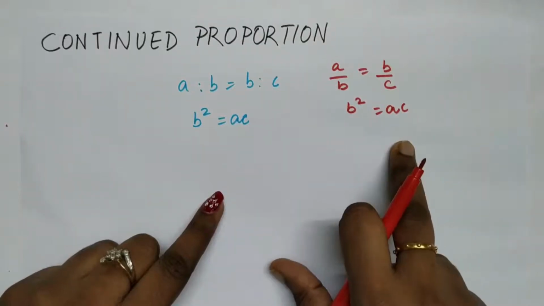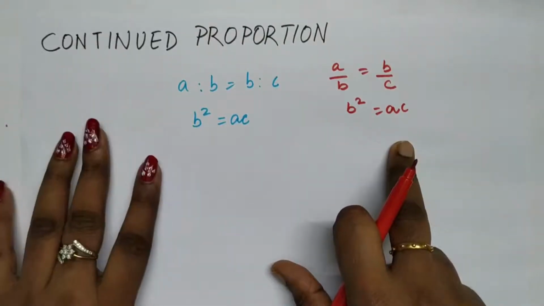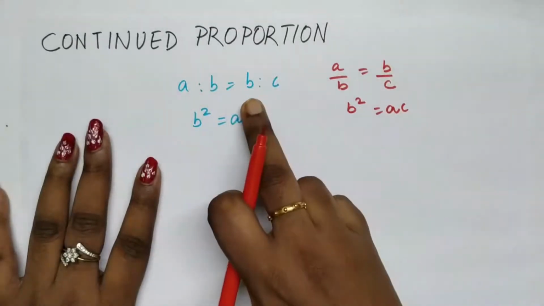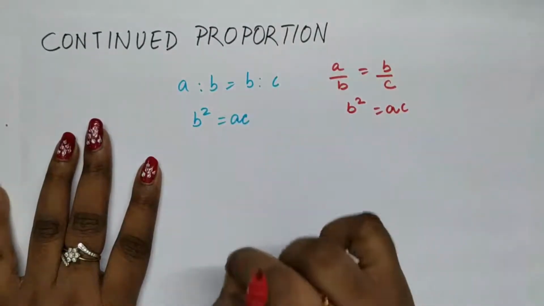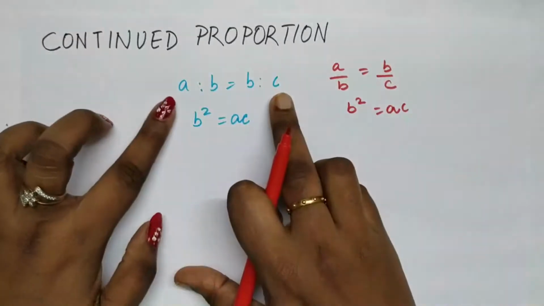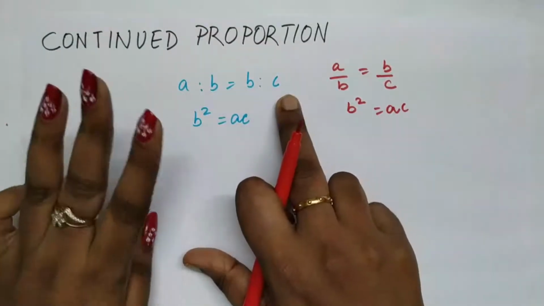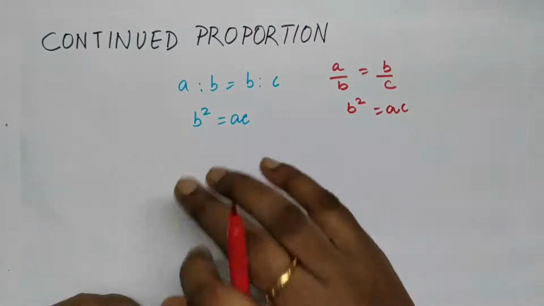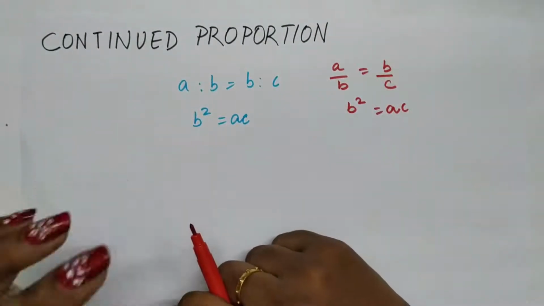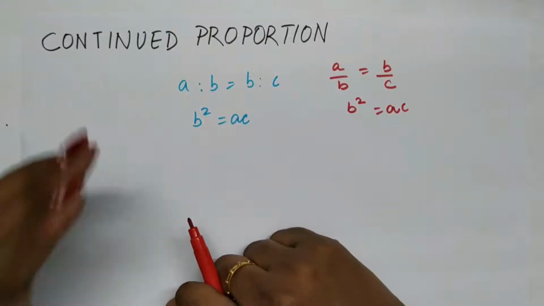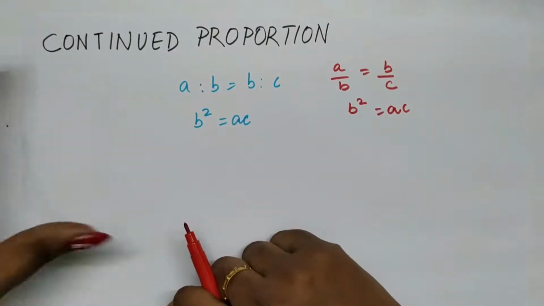So in this, if A, B, C are in continued proportion, then the middle term B is called the mean proportion between A and C, and here A is the first proportional, C is the third proportional and B is the mean proportional. So now after understanding this concept of continued proportion, let us move to solving some questions.